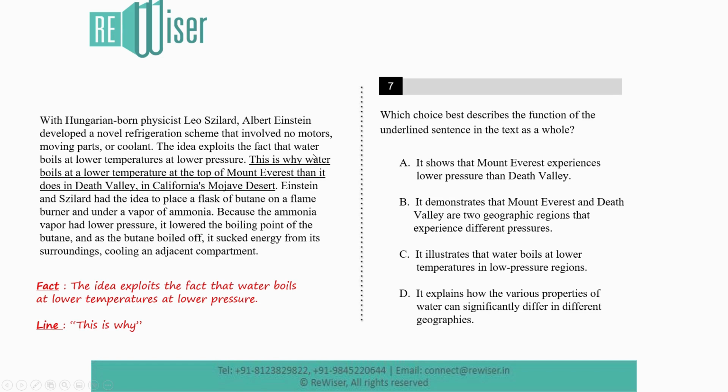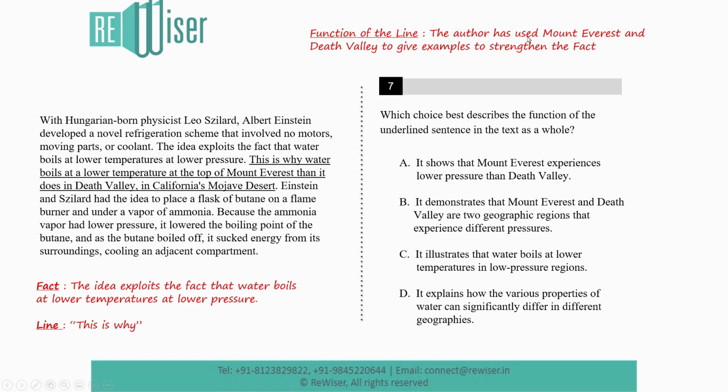So let's make a note of the prediction here. The purpose or the function of the underlined line should be that the author has used Mount Everest and Death Valley to just give examples to strengthen that fact. You could clearly see that these are two examples that the author has given to just explain that fact, or to strengthen that particular fact, or to prove that the fact is correct. So that is the function of the underlined portion, just to strengthen the fact given in the previous line.